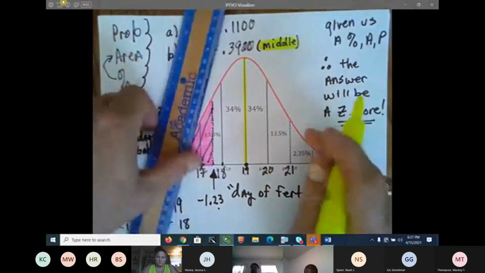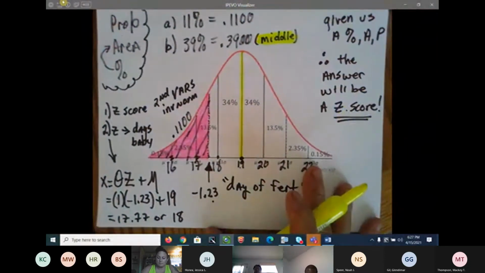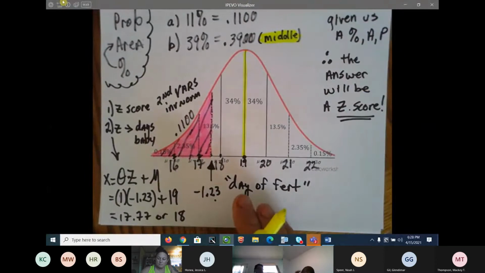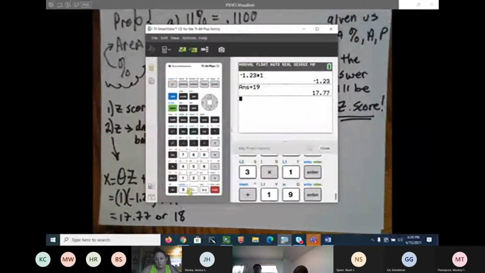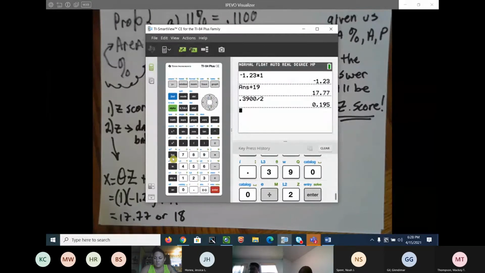Now somebody tell me, how do I put 39% in the middle? Does anybody want to take a stab at it? I got to make sure that it's equal on both sides of that yellow line. How do I do that? Take 0.3900 and divide it by 2. There you go. So we're going to take 0.3900 and divide that by 2. So 0.1950 on each side.